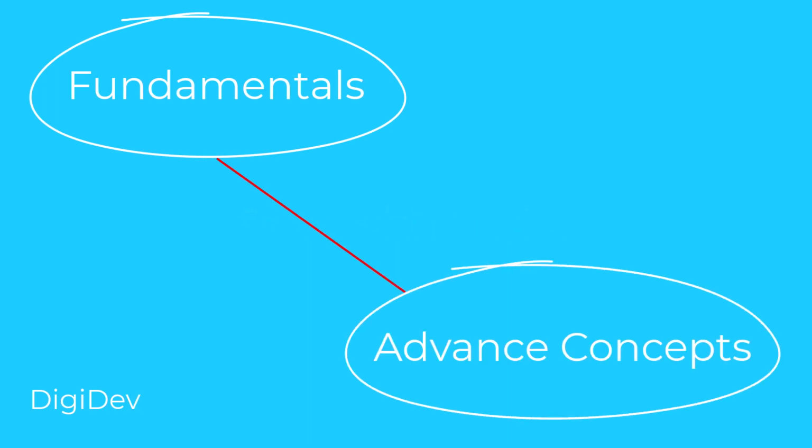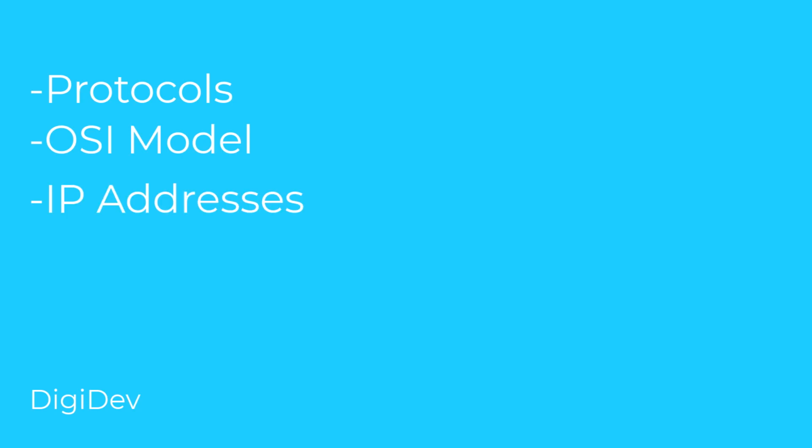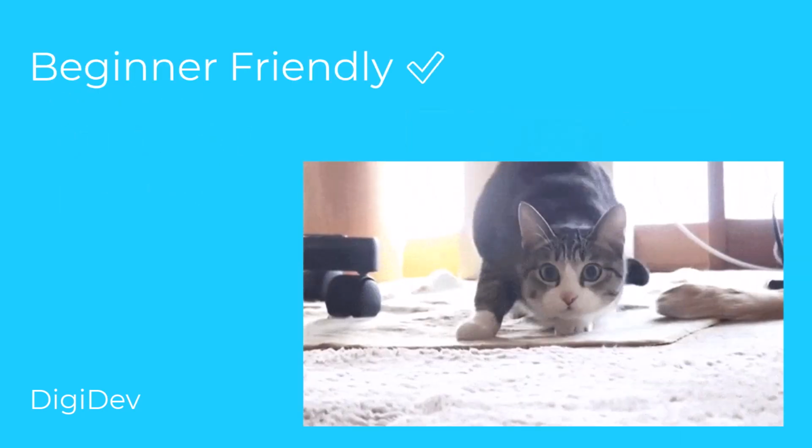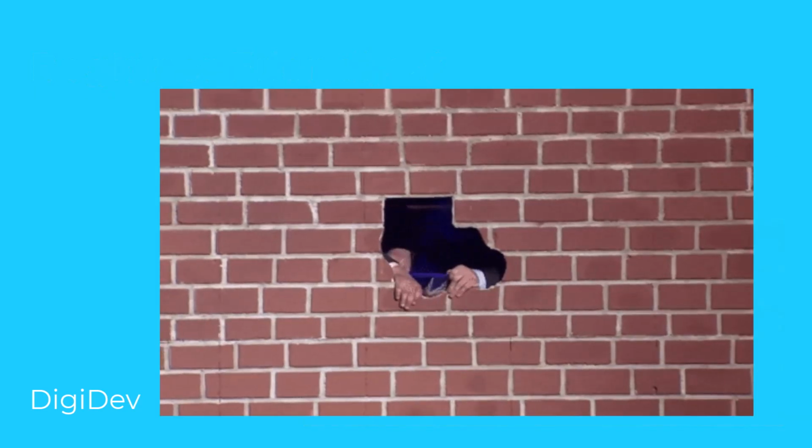We will start with the basics. In this series, we will cover everything from the fundamental building blocks of networking to advanced concepts. We will unravel the mysteries of protocols, decode the OSI model, and explore the backbone of the internet, which is IP addresses. Now, don't worry if these terms sound like alphabet soup right now. Our goal is to make this series as beginner-friendly as possible. No heavy lectures here. We will break it down step by step.